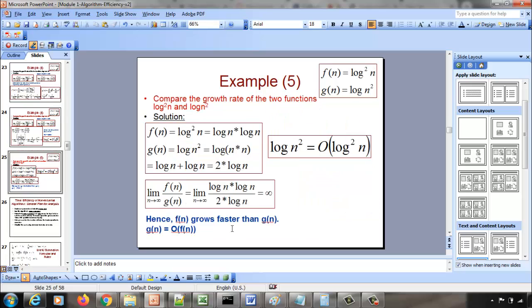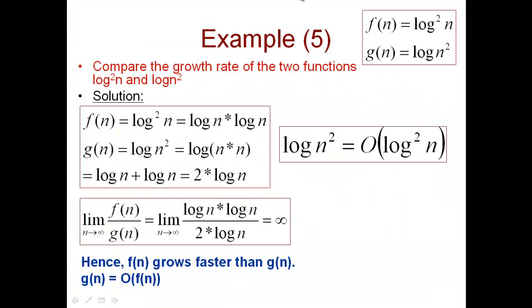Okay, so let us look at one more example and then we will go to the next topic. So let us say you are given two functions, f of n and g of n, both involving logarithms. So log square n and this is log n square. Now if you look at this very carefully, they are two different functions, they are not the same.